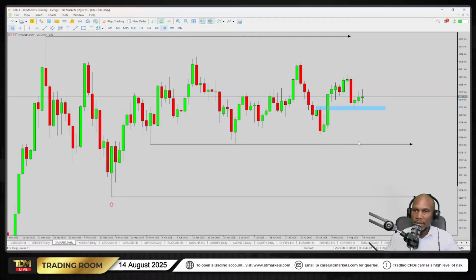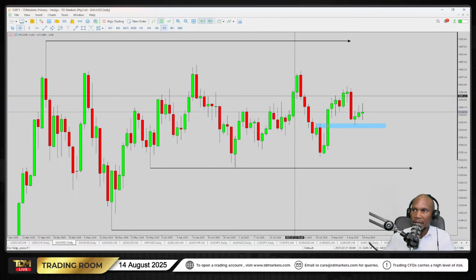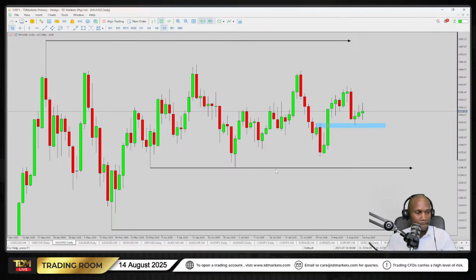All right, so let's see. Let us start with gold. Now, the way gold is forming, guys, it is basically stuck in one zone. That's how gold is doing. It's stuck in this area.